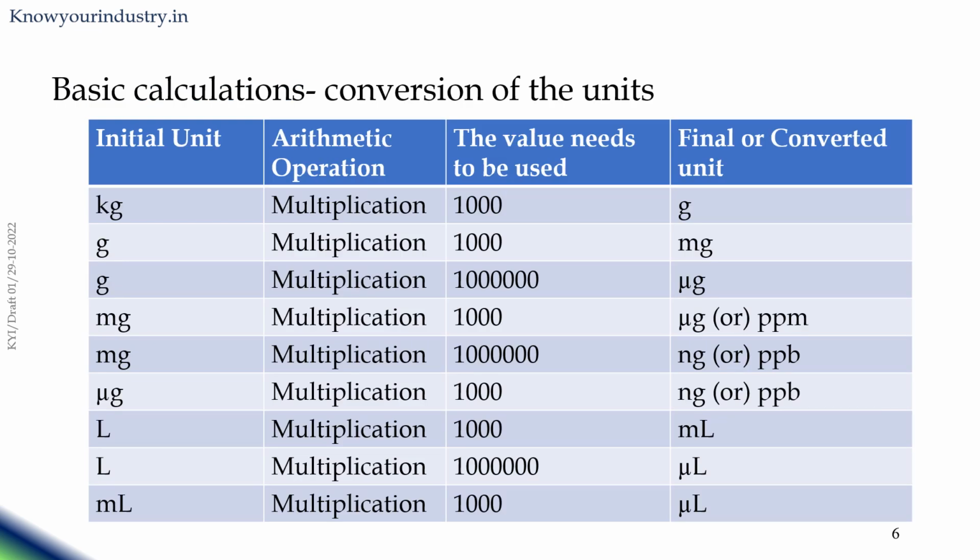This slide shows the different units used and the conversion of units. For example, kilogram to gram, gram to milligram, milligram to microgram or ppm, microgram to nanogram or ppb, liter to milliliter, and milliliter to microliter. So these are the conversions, and how many grams are in a kg, or how many micrograms are in a mg, is given in this table for your understanding.